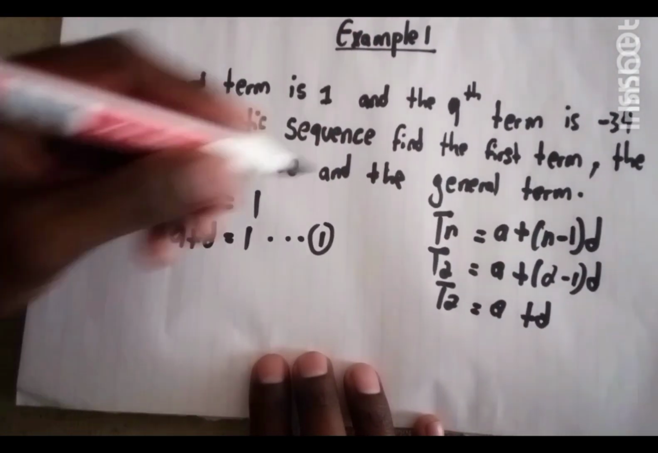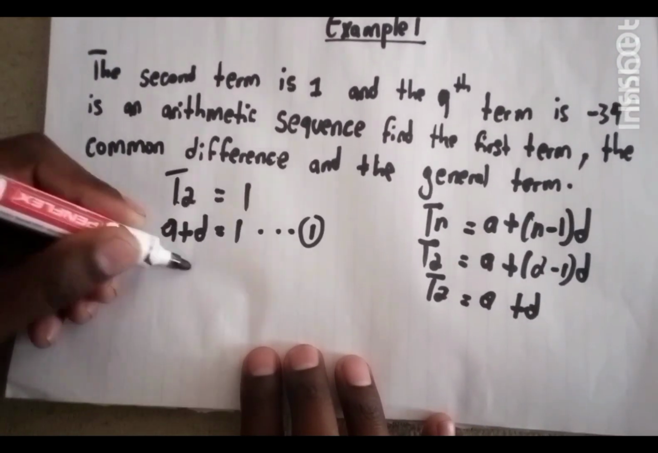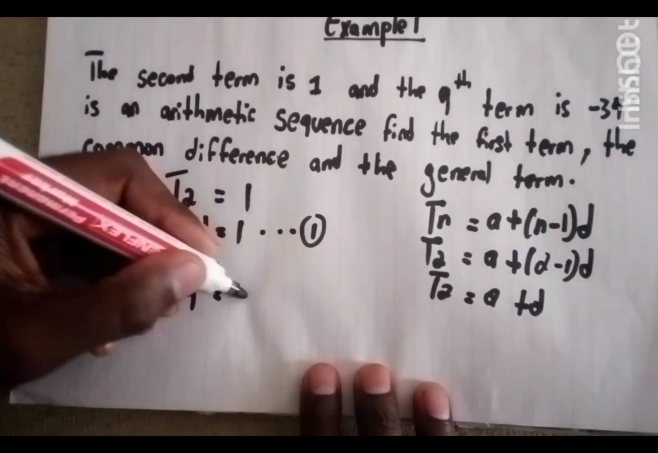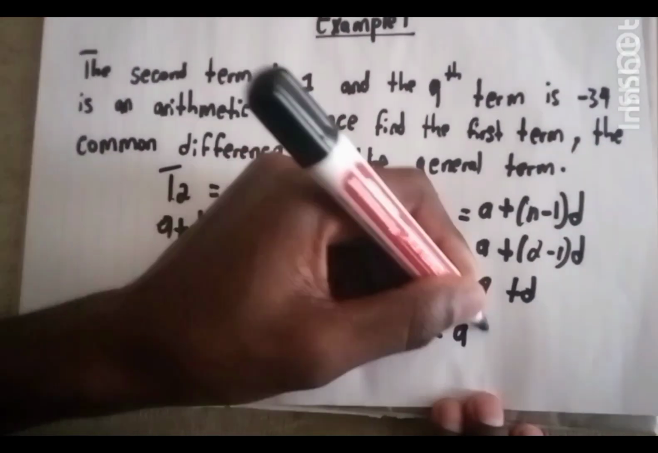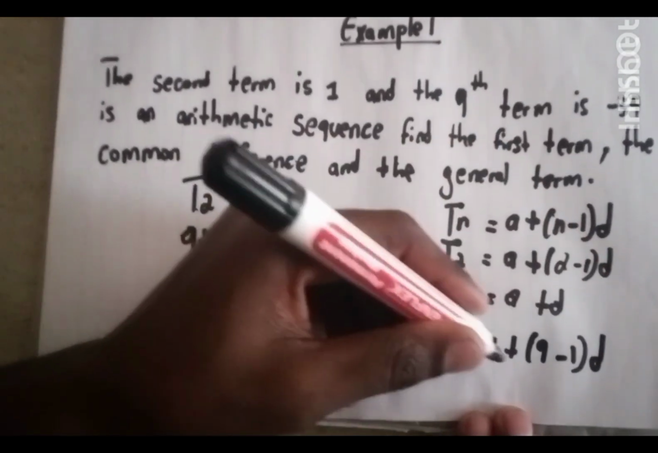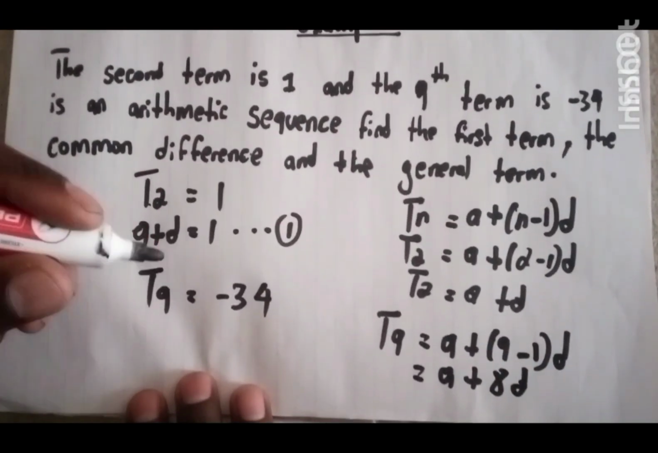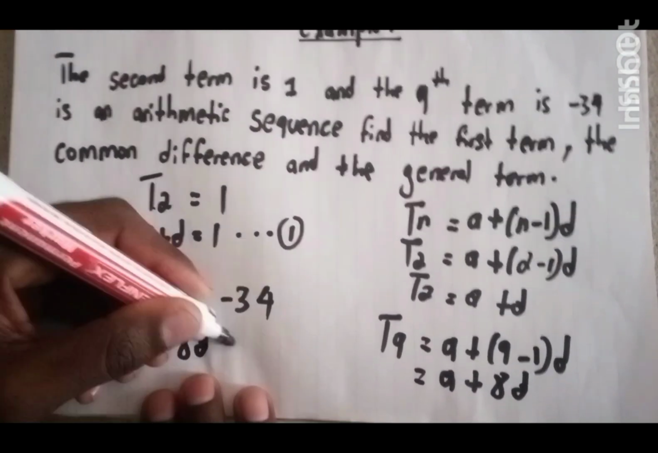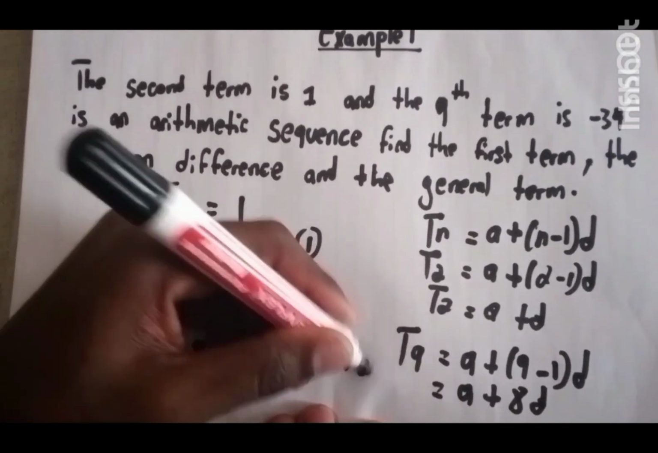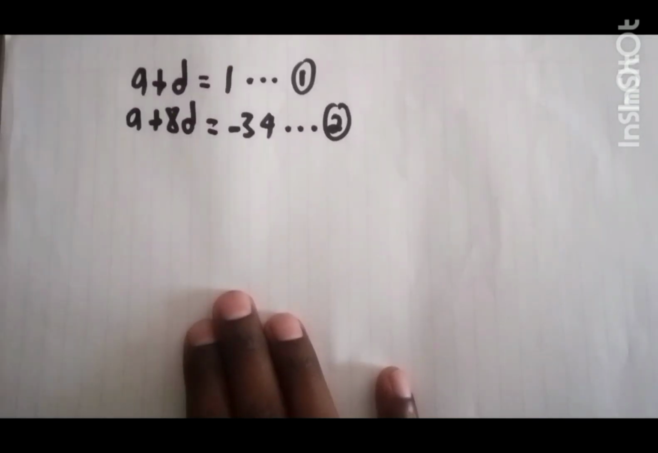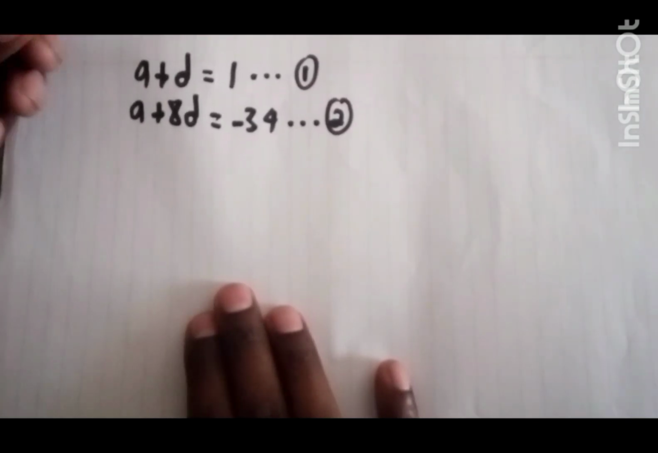The ninth term for this problem is equal to negative 34. So T9 is equal to negative 34, and we can also use this formula: T9 is equal to a plus 9 minus 1 times d. 9 minus 1 is 8, so it's going to be 8d. T9 is a plus 8d, so a plus 8d is equal to negative 34. This is equation 2. a plus d equals 1 is equation 1, and a plus 8d equals negative 34 is equation 2. How can we solve for a and d if we have equation 1 and equation 2?